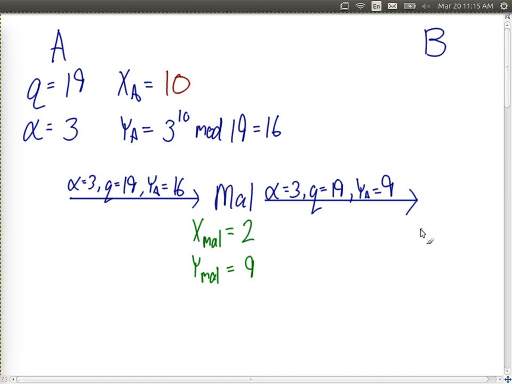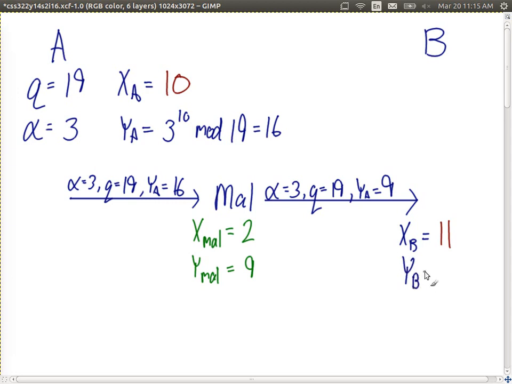B, let's say they choose XB, their private value, a number, 11. Calculate YB. What do they get? 10. So that's 3 to the power of 11 mod 19. You look it up, you get 10. And now we'll send back YB.